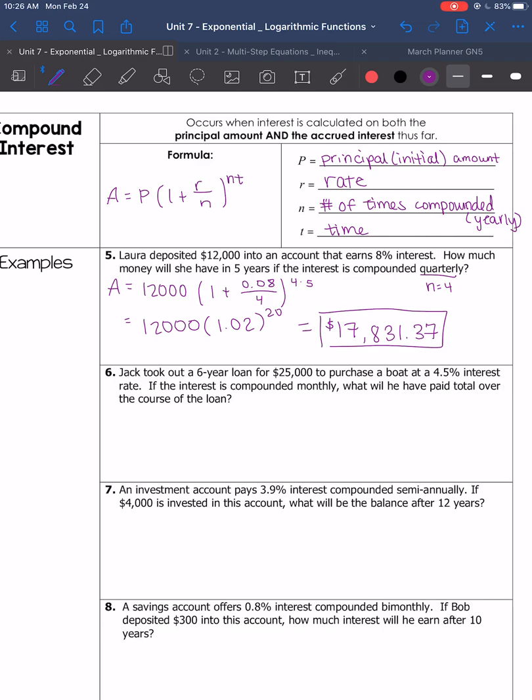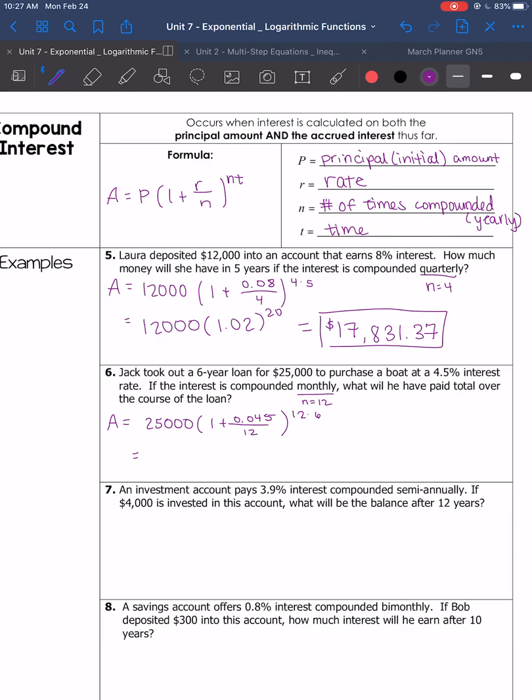We'll do one more and I'll leave the other two for you to do. So Jack took out a 6-year loan for $25,000 to purchase a boat at a 4.5% interest rate. If the interest is compounded monthly, so that means 12, what will he have paid over the course of the loan? So A equals $25,000 times 1 plus 0.045, because that's 4.5% in decimal form, divided by 12 to the 12 times 6, because it's a 6-year loan.